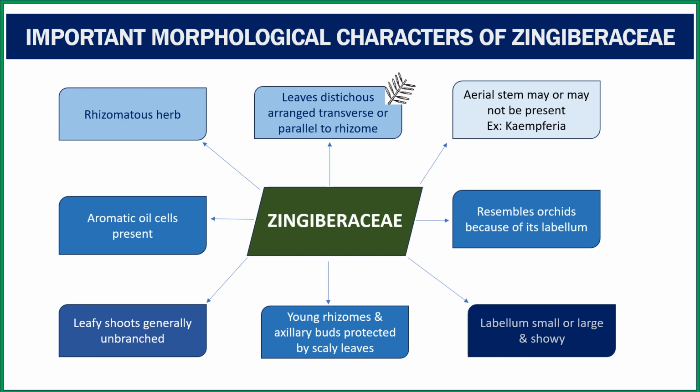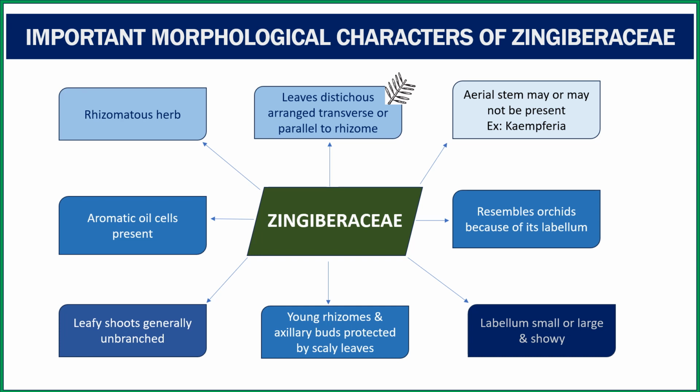Apart from this, most of the Zingiberaceae family plants have aromatic oil cells present, because of which flavorful or aromatic essential oils can be extracted. Again, the leafy shoots are generally unbranched, and the young rhizomes and the axillary buds are protected by scaly leaves. These are some of the morphological characters that are important for the Zingiberaceae family.